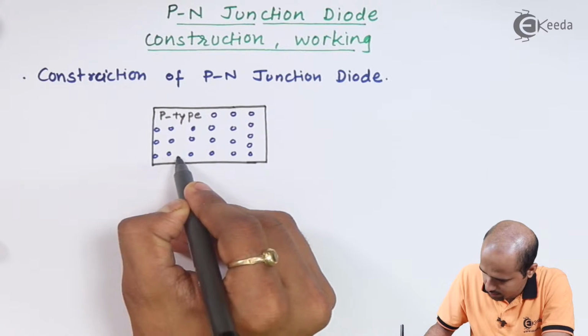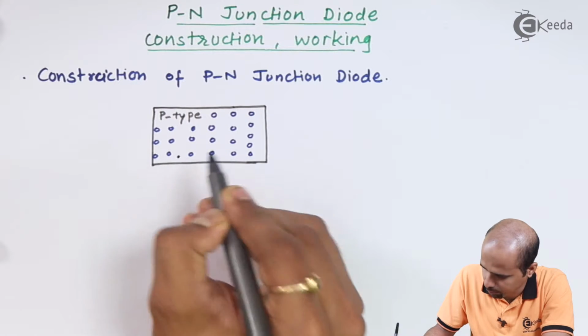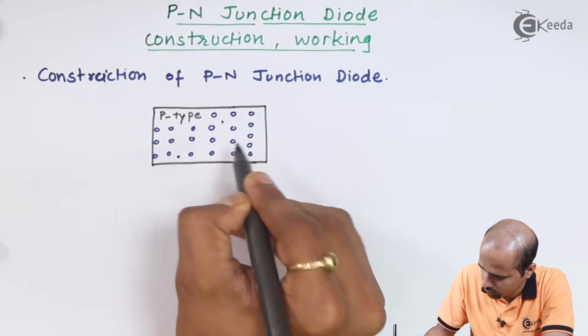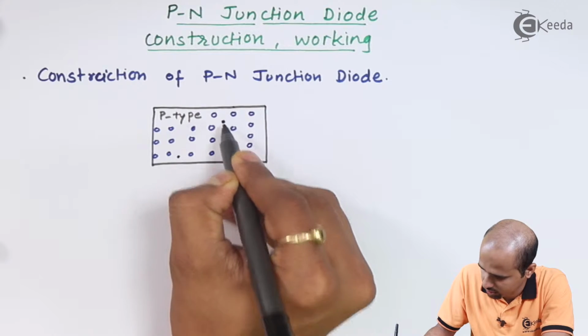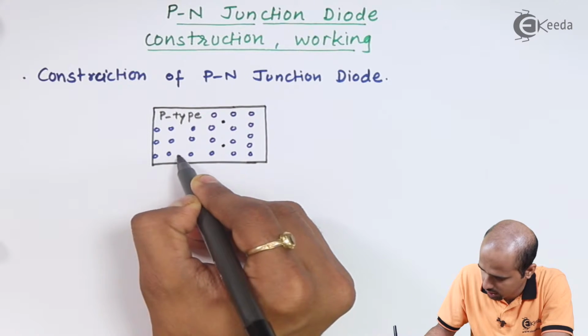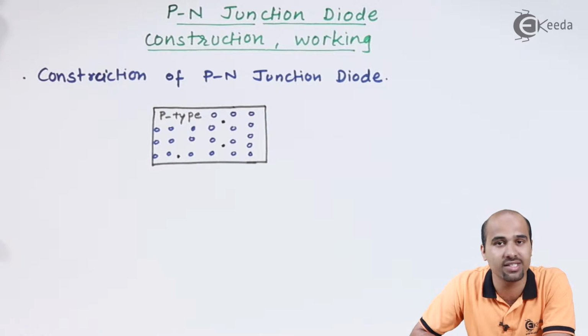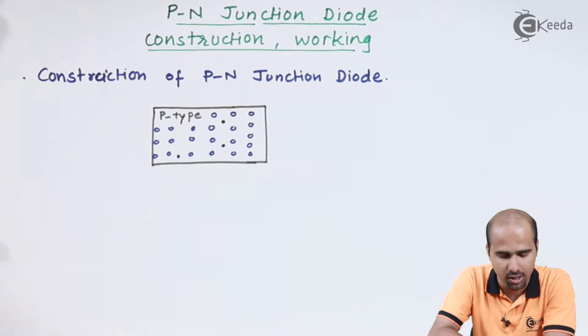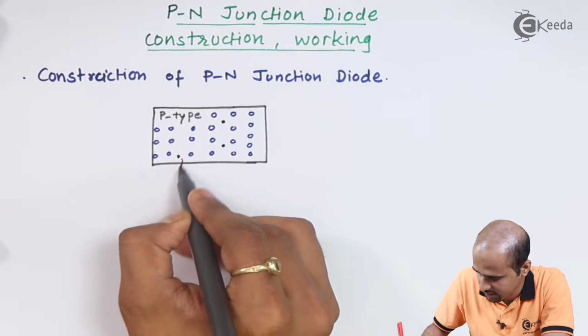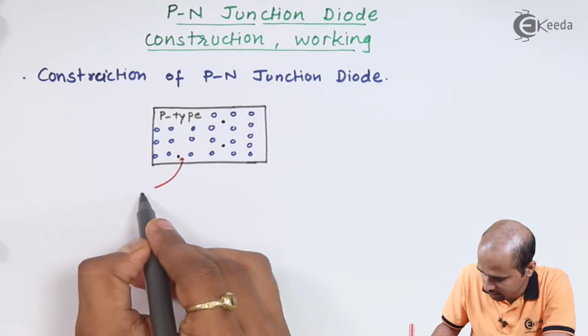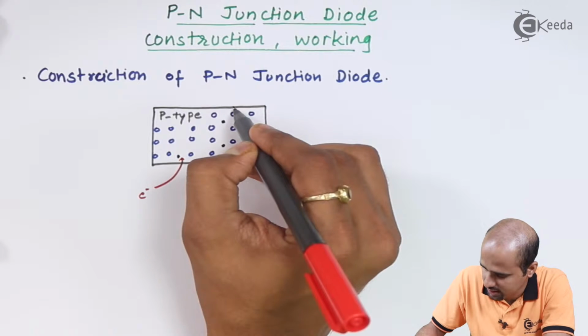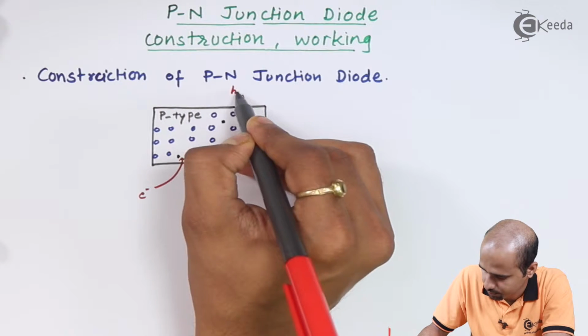I'll mark these points. Black points are nothing but few black points. I have mentioned only 3 amongst all these around 20-25 holes. So these 3 points are nothing but the electrons, called as minority charge carriers. So we'll do the naming for that. This is nothing but the electrons and these are nothing but the holes.